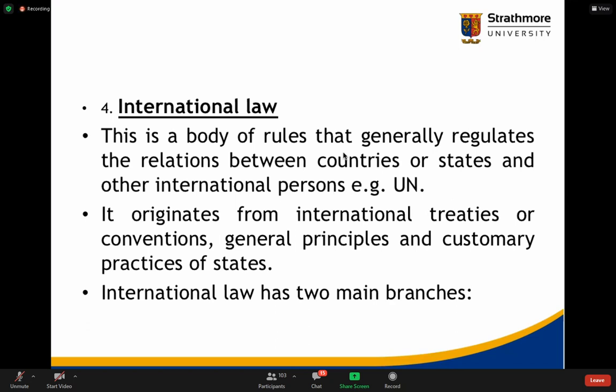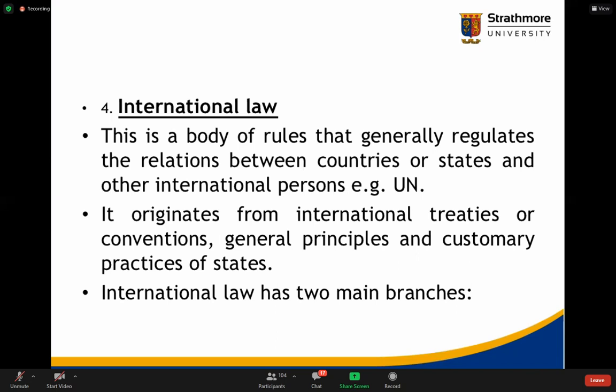Okay. A treaty is an agreement between two or more parties with some conditions to be met. It is a formal and binding agreement between countries, between two states. An agreement between two or more states with conditions.